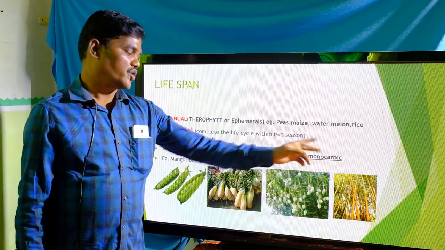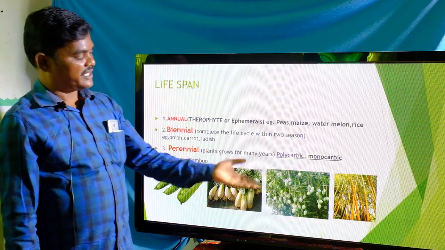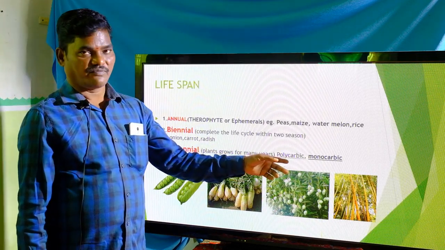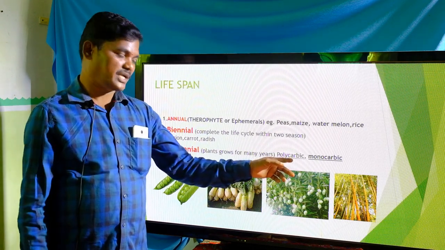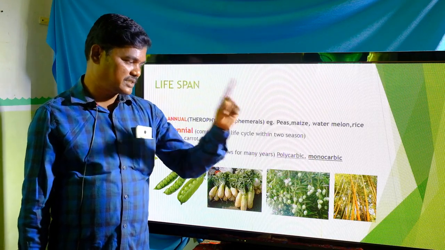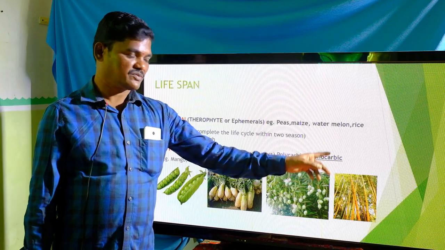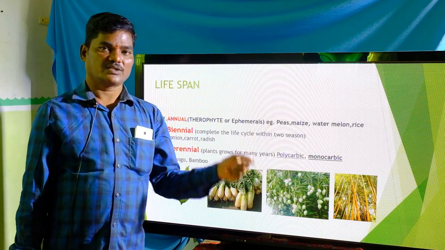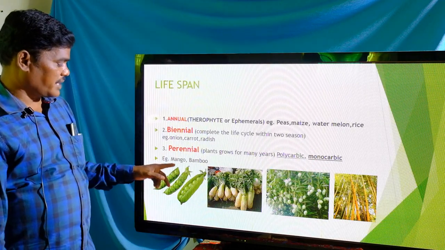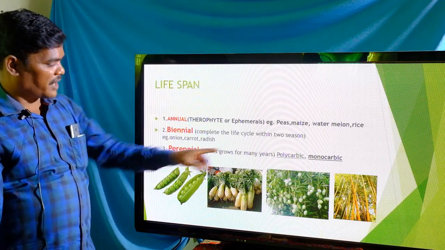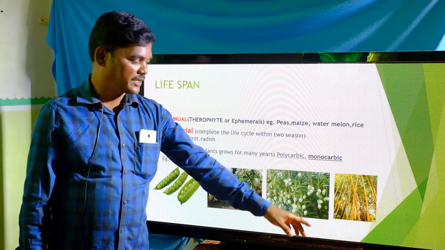So, monocarpic. Several years it is going to live, and every year it produces fruits, that is called polycarpic. Poly means several years, carpic means fruit. Mono means single, only one time. Carpic means fruit. Only one time in its life cycle it produces a fruit, that is called monocarpic plants. For example, mango and bamboo. Mango is a polycarpic example, bamboo is a monocarpic example.